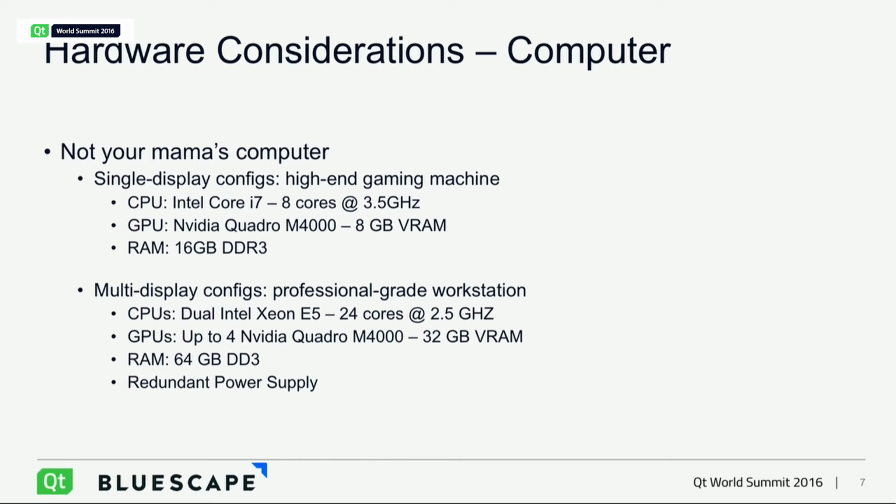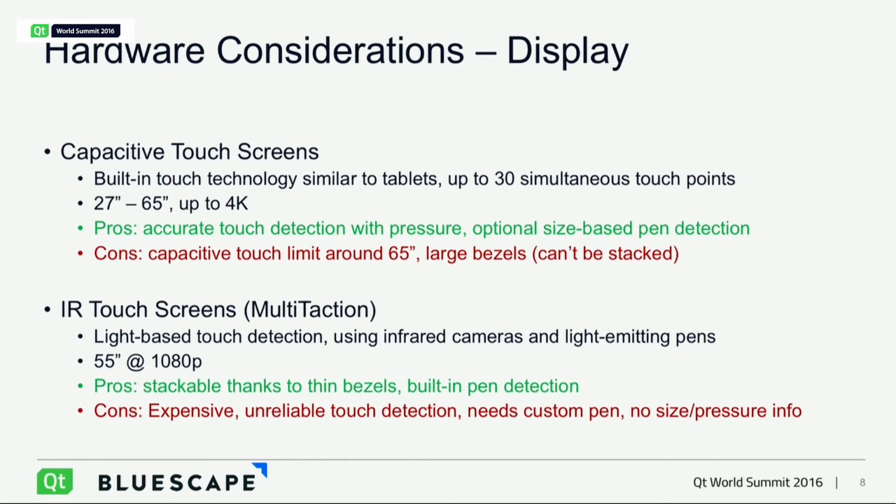At the high end, we have up to 4 GPUs for some of the machines that are powering the biggest displays, which of course gives you up to 32 gigs of video RAM. But then you also have, as we will see later on, complications in how you're making use of these 4 GPUs at the same time.